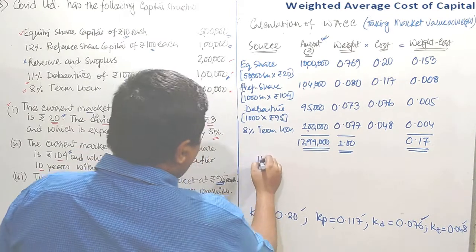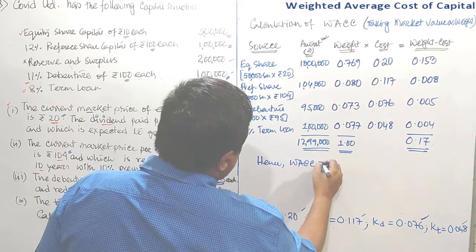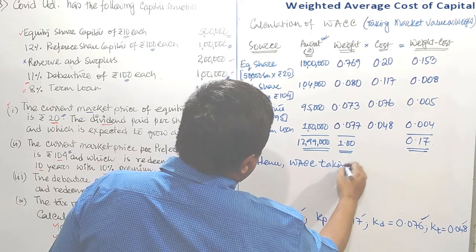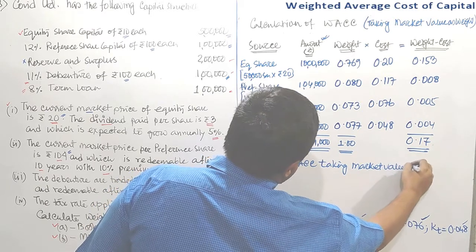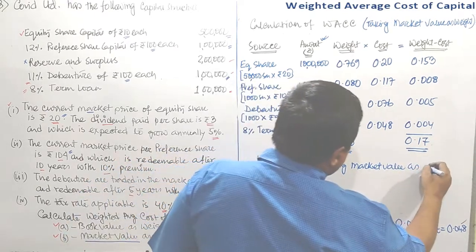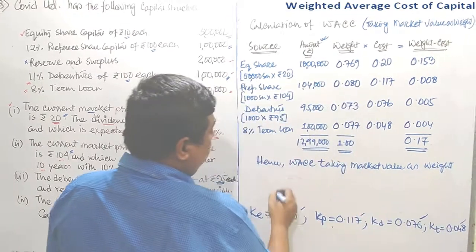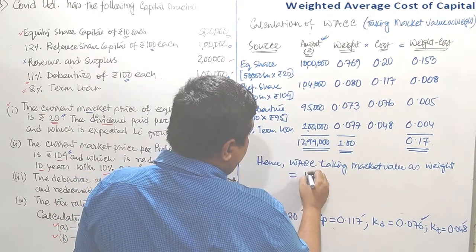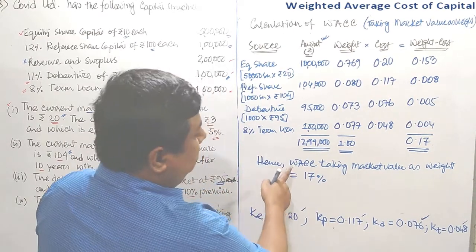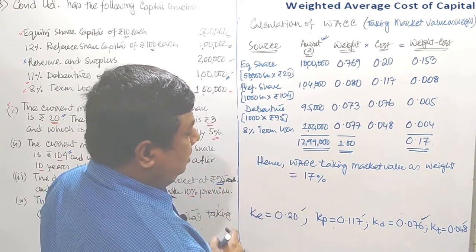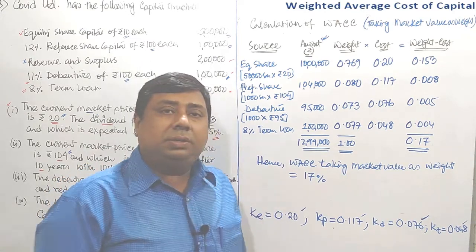Then finally we can write over here, hence WACC taking market value as weight equals 17%. WACC taking market value as weight equals 17%. Thank you.